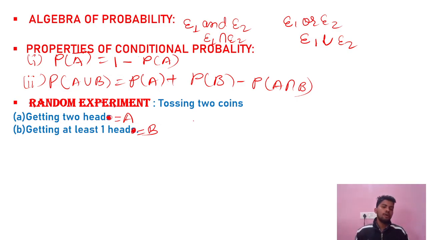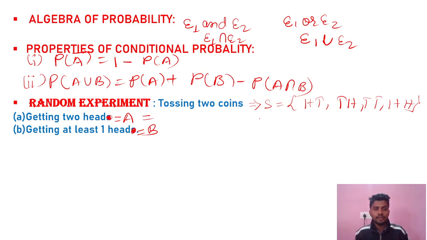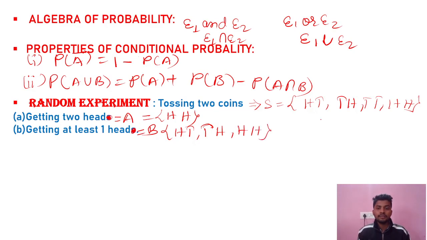Now, what is the sample space if we toss two coins? S will be head tail, tail head, tail tail, head head. These are the sample space. Now getting two heads out of this is just head head, and getting at least one head will be head tail, tail head and head head. These three have at least one head.